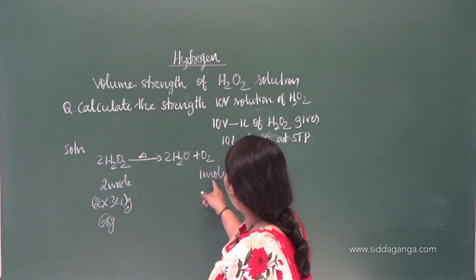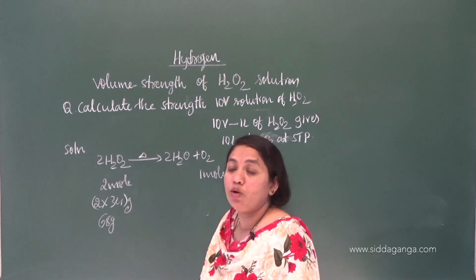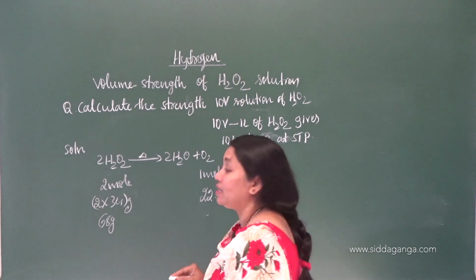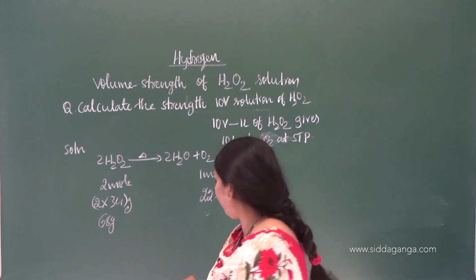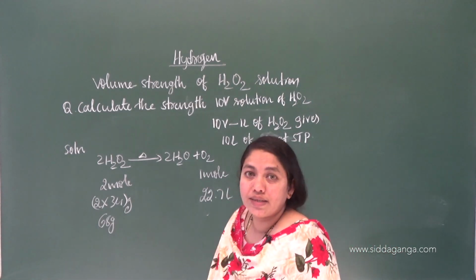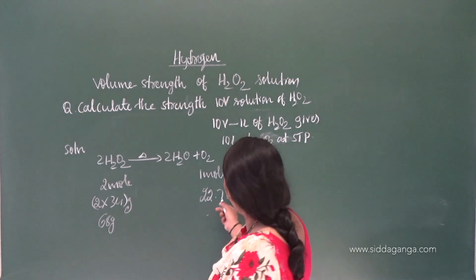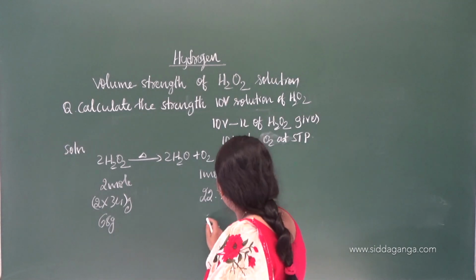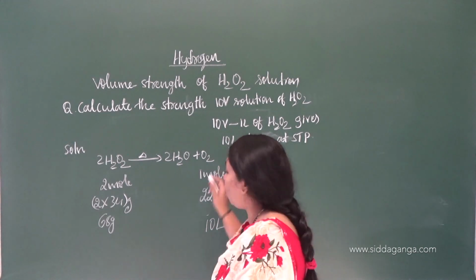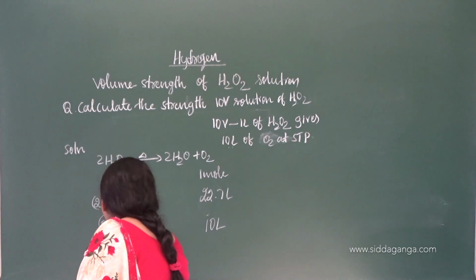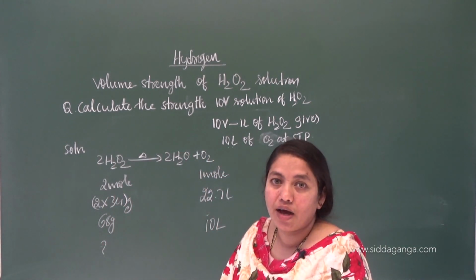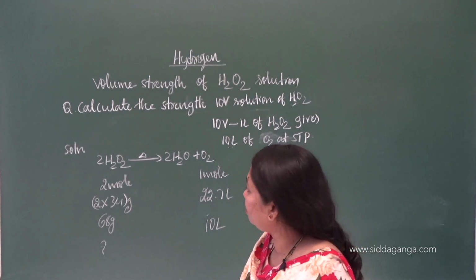So 68 grams of H2O2 gives oxygen, which we can express in terms of volume. You know 1 mole of any gas occupies a volume of 22.7 liters or dm cube. That is from the equation. But we have 10 liters. To obtain 10 liters of oxygen, how much hydrogen peroxide is required? Are you getting the concept? Very simple concept it is.